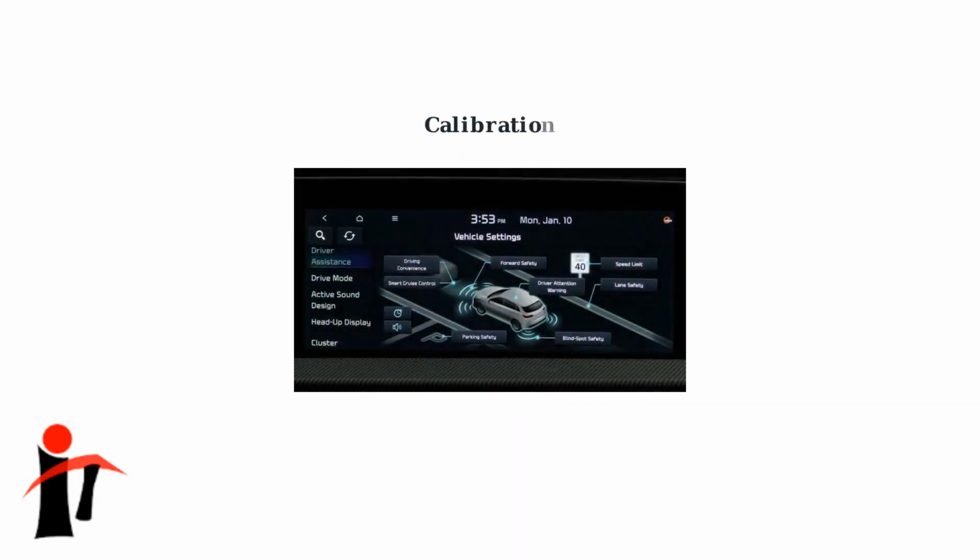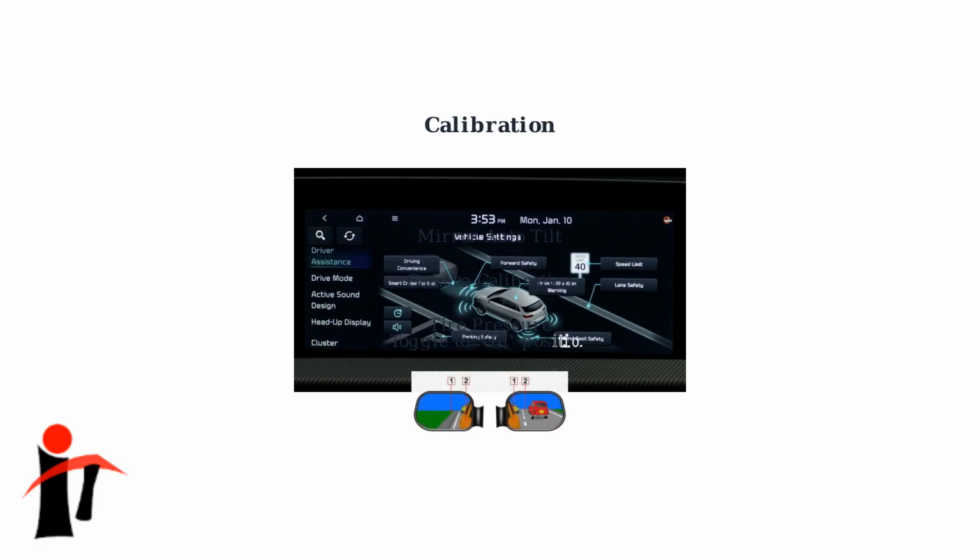In the Calibration menu, you'll see an option labeled Mirror Auto Tilt. This is where you can disable the automatic tilting feature. To disable it, simply toggle the Mirror Auto Tilt option to the off position. Once disabled, your mirrors will no longer automatically tilt downwards when you shift into reverse. They will stay in the position you manually set.